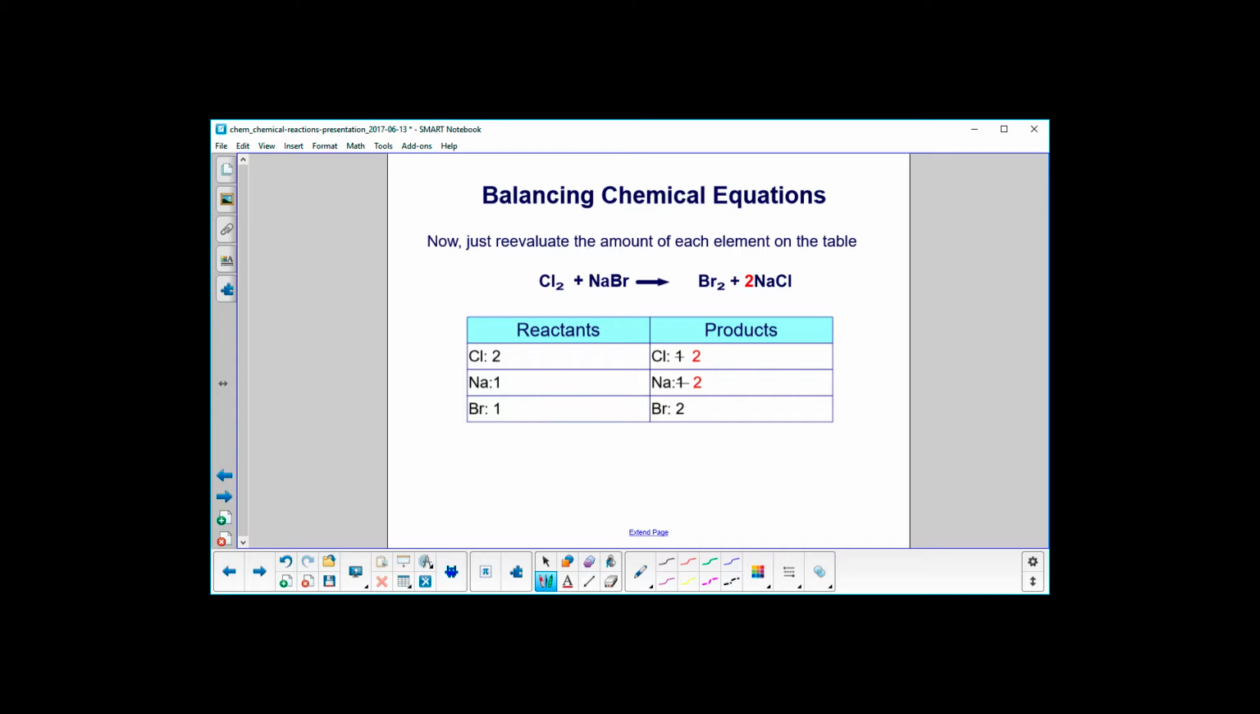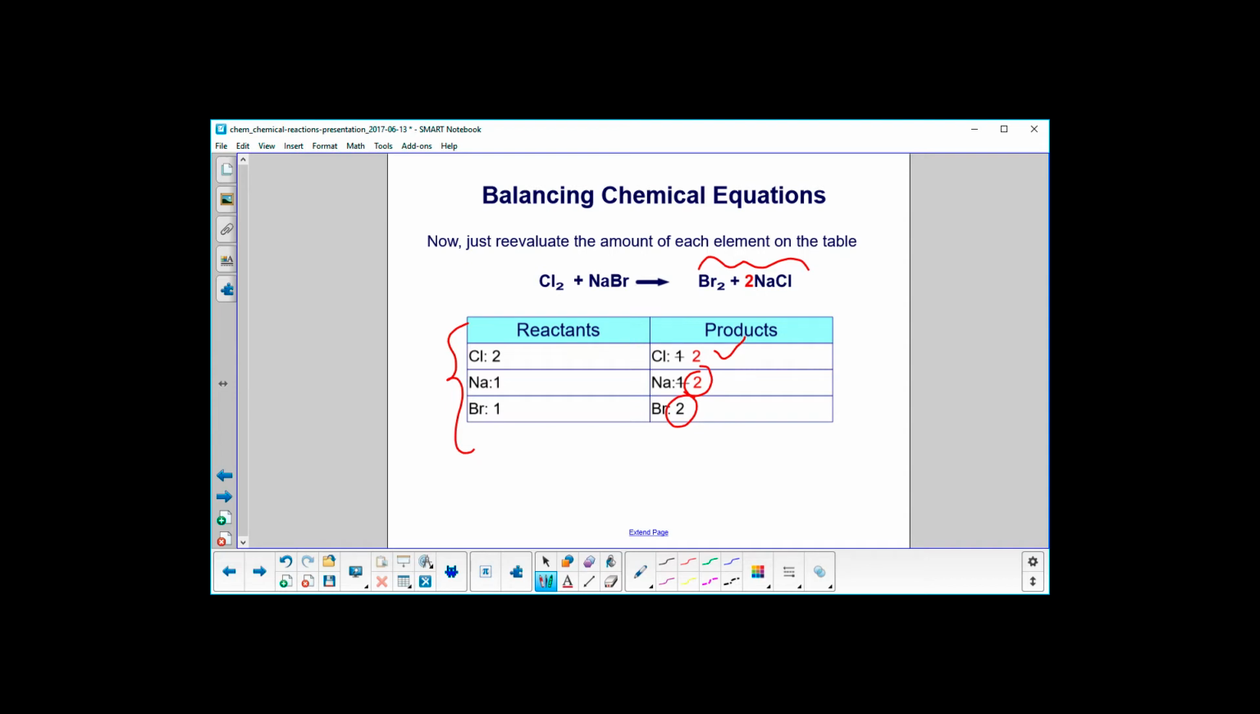Now, take a step back and see if we fixed it. So we go back to our table, and we didn't change anything on the reactant side, but now let's go over here. Still have 2 bromines, and what did we do here? We have 2 chlorines, which is what we wanted, but it also multiplied the sodium by 2. So we have 2 there. So we will go to the next slide and see how we fix that one.